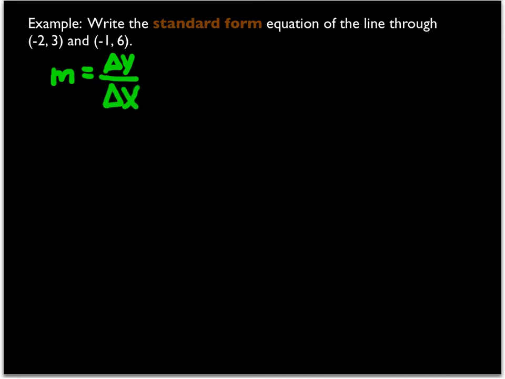Okay, so let's see if we could quickly do that here. My change in my y values, well, my y values are 6 and 3, so my change in that is 3. And my x values from -1 to -2 is just 1. So my slope is going to be 3. Now the question is, should it be +3 or -3?